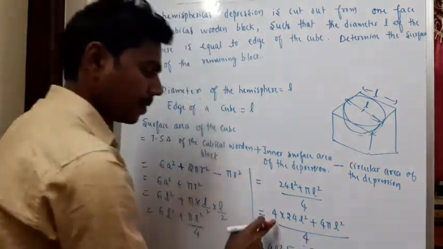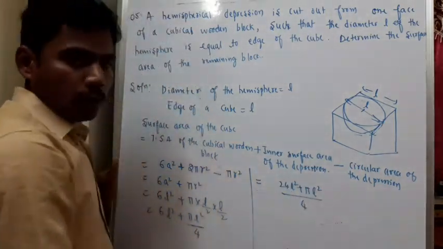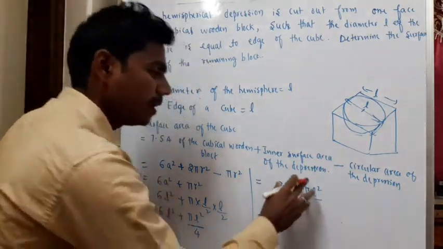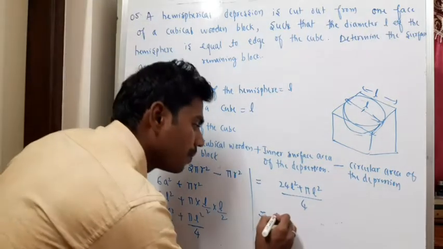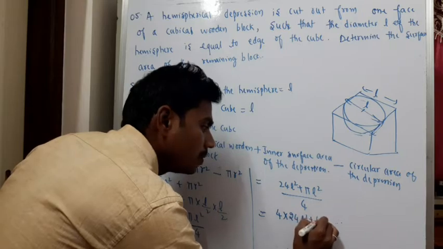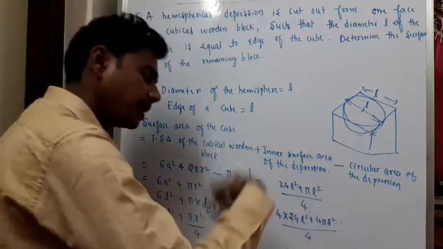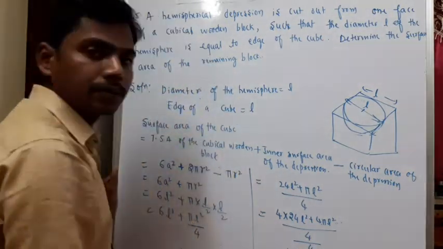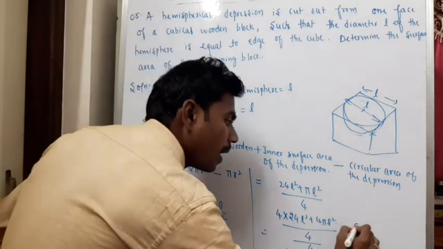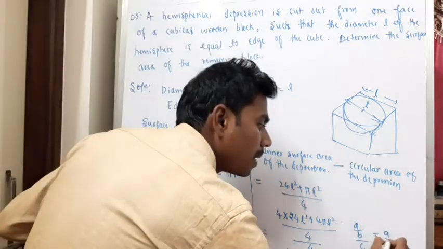Didn't understand? See, what I am doing, once again I'll write it for you. I hope you understood what you need to take. You need to take the LCM. After this, multiply and divide the equation by 4. Okay, now 4 into 24 into L square plus 4 pi L square. I have multiplied, divided by 4. Already it is there. Again I need to divide it by 4. Okay, this is like A by B divided by C. Then it will be equal to A by B into C.